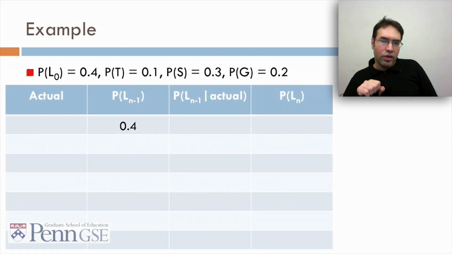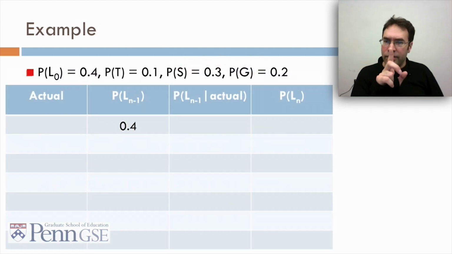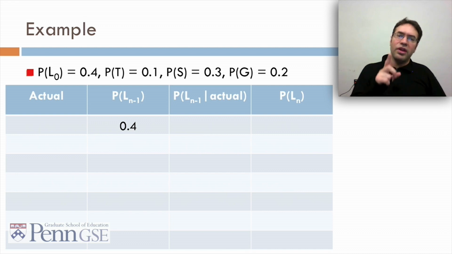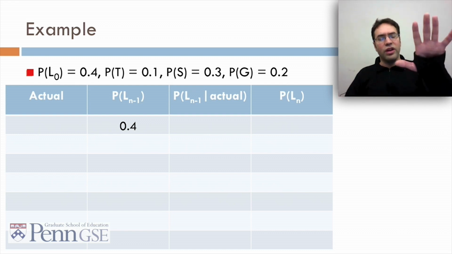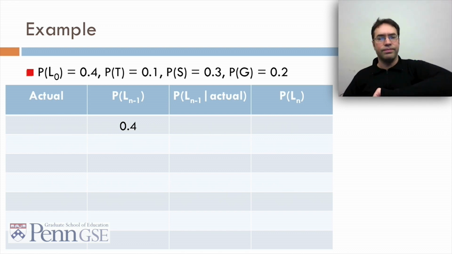Let's look at an example a little more in depth. Let's say the probability they knew it beforehand is 0.4. The probability they learn it, if they don't know it, is 0.1. Probability of slip is 0.3, and the probability of guess is 0.2. In that case, the initial probability they know it before they do anything in the system is 0.4. P of L0 becomes P of Ln minus 1.